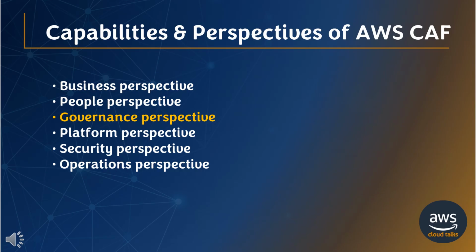Governance perspective. The governance perspective helps migration while maximizing benefits of the organization and minimizing risk related to the transformation. Common stakeholders are Chief Transformation Officer, Chief Information Officer (CIO), Chief Technology Officer (CTO), Chief Financial Officer (CFO), Chief Data Officer (CDO), and Chief Risk Officer (CRO).